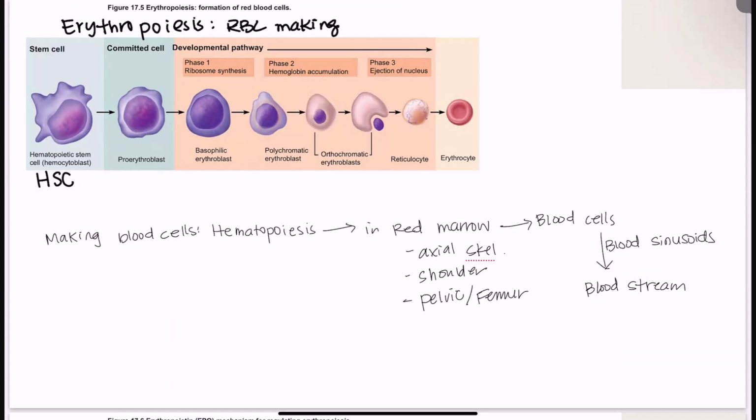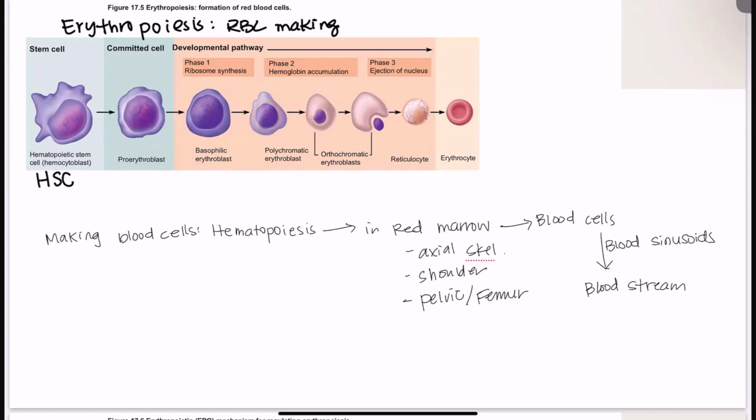So what happens in this series of divisions is that we're accumulating hemoglobin along the way. First we divide into the cell that has tons of ribosomes. Ribosomes make protein, which is great because we want hemoglobin, which is also a protein. Then the next phase means that we're accumulating tons and tons of hemoglobin, but also getting rid of all of our unnecessary organelles.